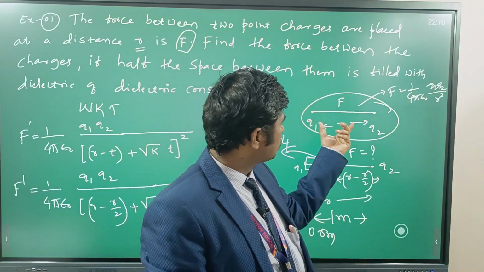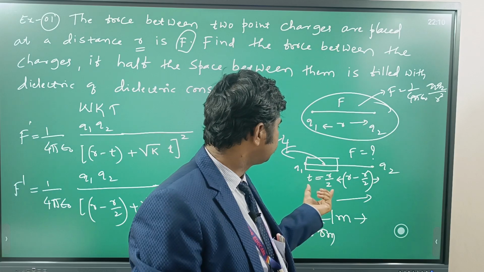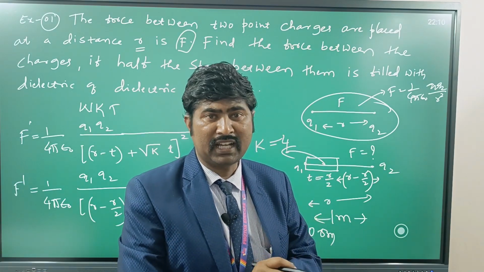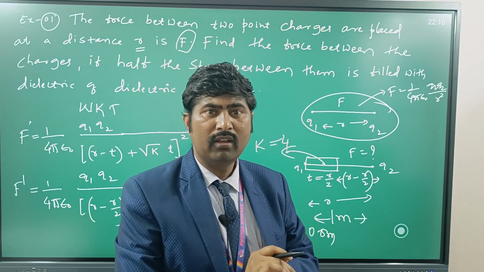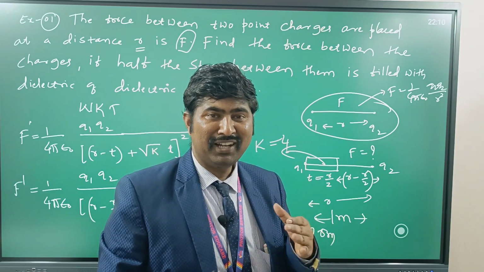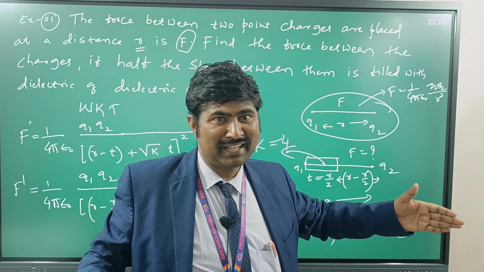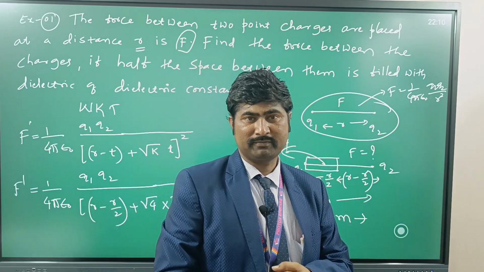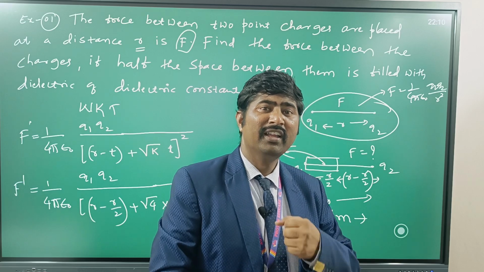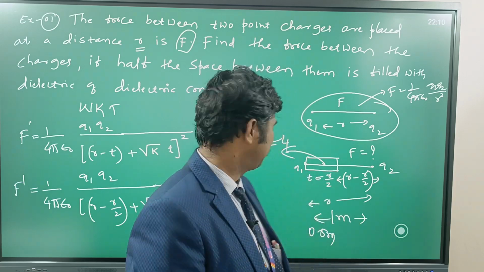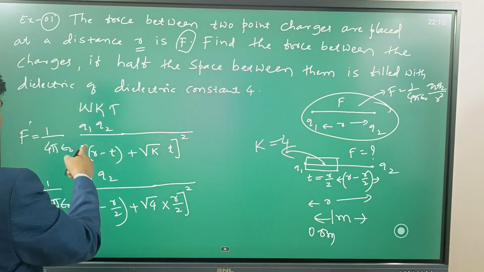So when these two charges were filled with a dielectric constant of k value 4, and its thickness is half of the total distance, that is r by 2, t is equal to r by 2, then what is the new force? What are you going to calculate? The new force exerted between the two charges. Are you clear? So we have substituted, we have taken the formula.